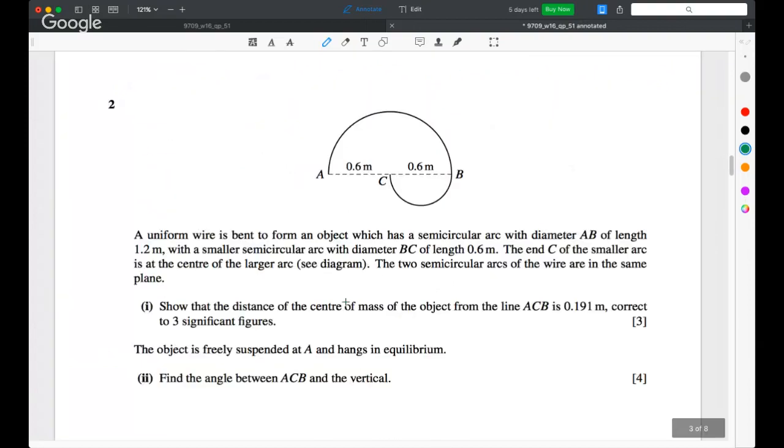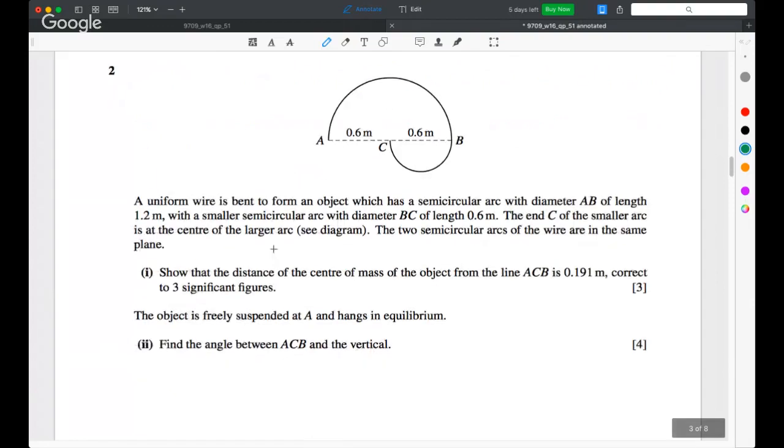Right. Question 2. This is a center of mass question, and it relies on you realizing that if you have some compound object, some rigid body that can be considered to be made of separate pieces, even if this is one piece of wire, you just need to add up the coordinates of the center of mass for each one in a certain way that's given in the formula booklet. You can calculate them separately and then use the formula to work out where the center of mass of the entire object is.